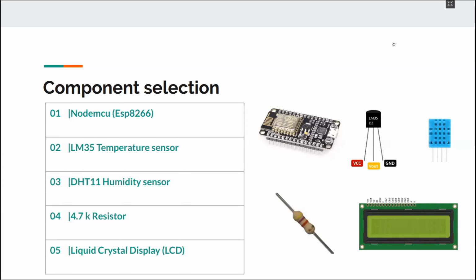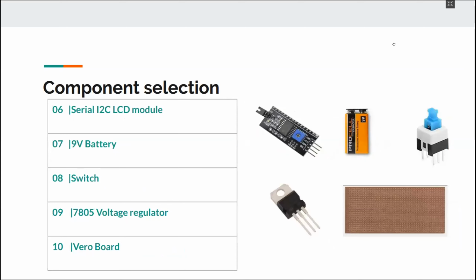We use the NodeMCU, which runs on the ESP8266. We also use the LM35 temperature sensor to capture the temperature. Also, we use the DHT11, which is capable of taking temperature and humidity, but in this case, we use it to capture the humidity. We also use a 4.7K resistor and a liquid crystal display for visualization. Also, part of our components, we use a serial I2C LCD module to print data onto our LCD.